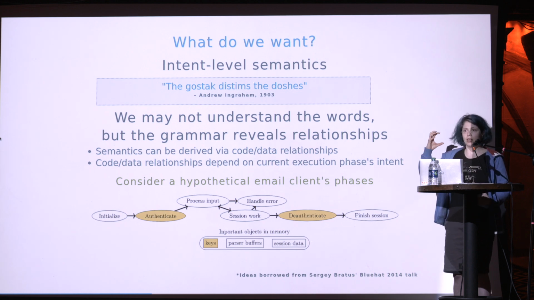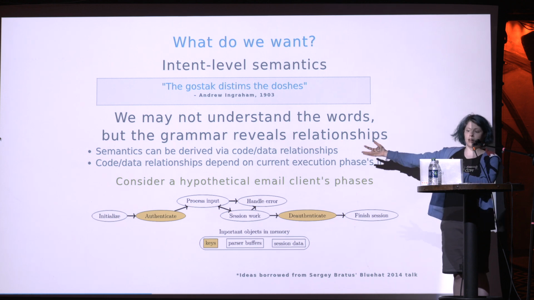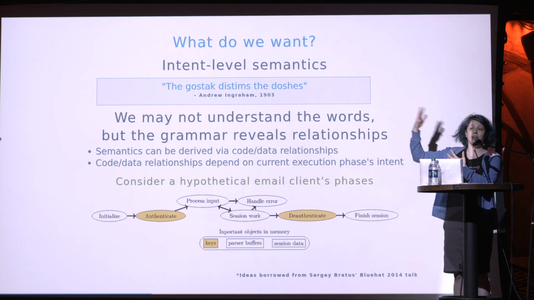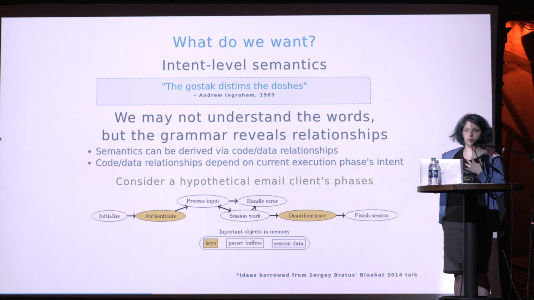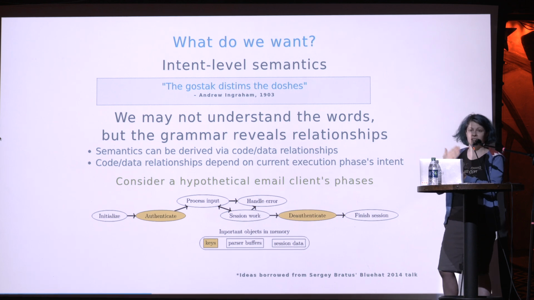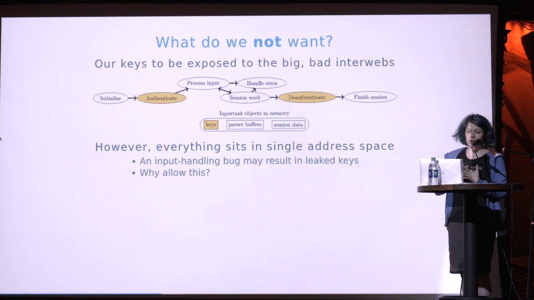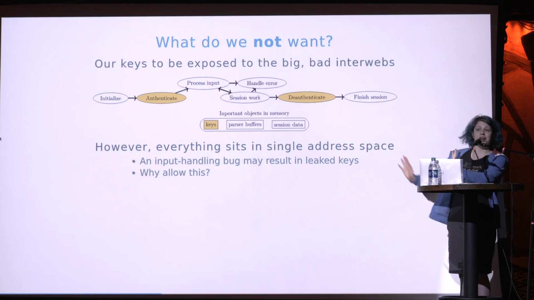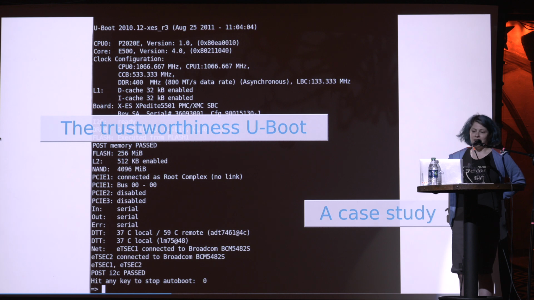And with these different phases, we should really be able to say these types of objects here are important and readable and writable. But while we're executing this other phase where we're handling untrusted input, let's lock down the sensitive objects, so that some runaway process, because there's always going to be some issues with the parser, right, doesn't necessarily leak the keys. We don't want the keys to be leaked to the interwebs, but because everything sits in a single address space, it can happen. I mean, this is our hypothetical email client, but this is something that does happen. And so why do we allow this?